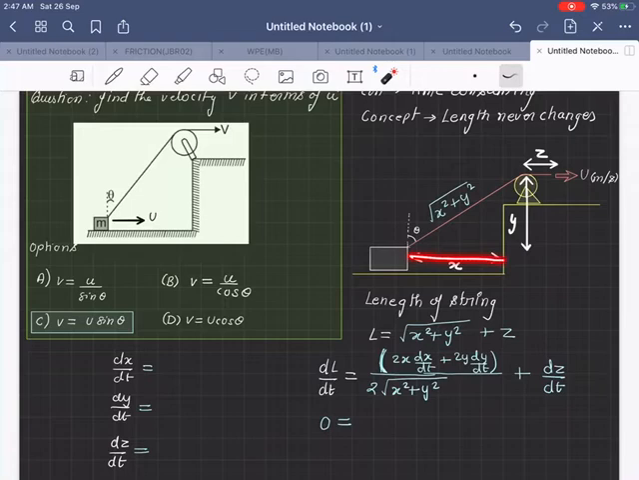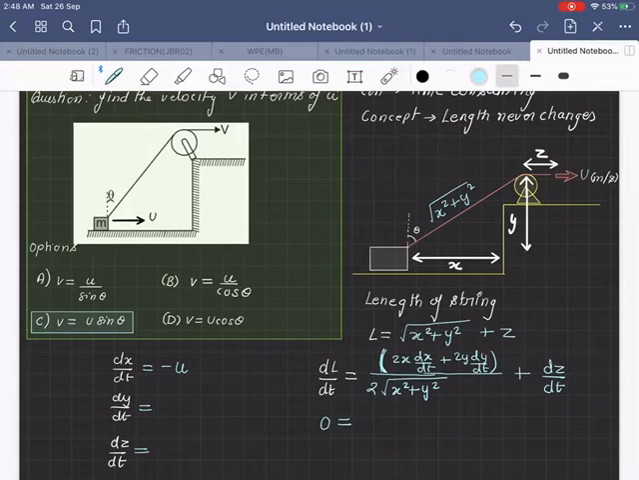x is the distance between the block and the wall. If the block is moving to the right with velocity u, what do you think will happen to x? Will it decrease or will it increase? That is what we need to judge first. It is decreasing, meaning it is going to get a minus sign here, and it is decreasing at rate u, because that is the speed of block m, which equals u.